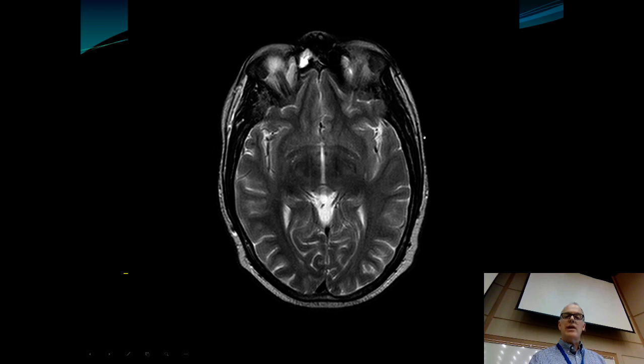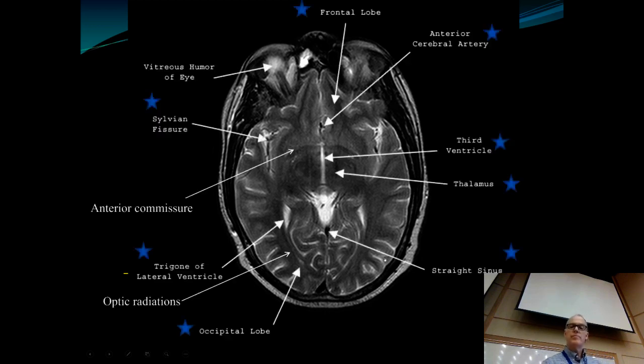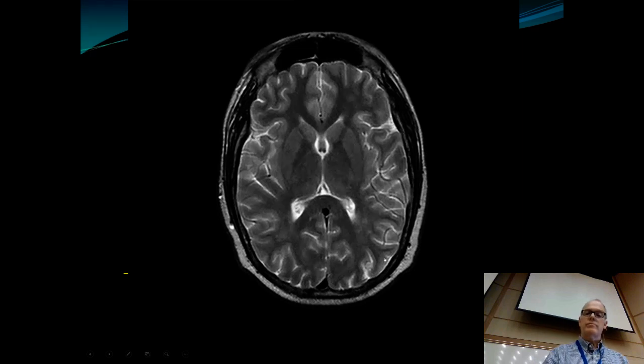Okay, here's the gyrus rectus. We can still see the optic radiations going back here to the occipital lobe. And now we get a good look at the internal capsule. Okay, so we can see the landmarks here of the internal capsule. Remember, medial is the caudate and the thalamus. Lateral is the putamen. So we have the anterior limb, the genu, and the posterior limb right here.